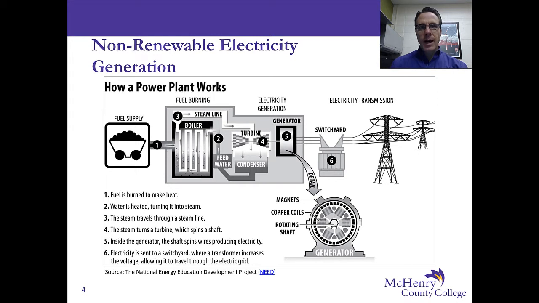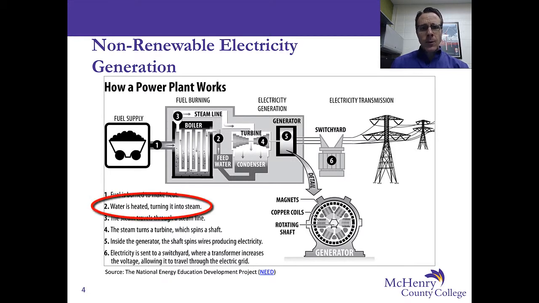So in this picture, we've got an example of a non-renewable power plant generating electricity. And notice we've got these 6 numbers down at the bottom, kind of a legend for the picture. We can start with number 1, fuel is burned to make heat. In this case, we have what's most likely coal. Remember from the previous presentation that coal is usually crushed into a fine powder before it's routed into the furnace. So that's what number 1 is. Fuel is burned to make heat, and this fuel is coal.